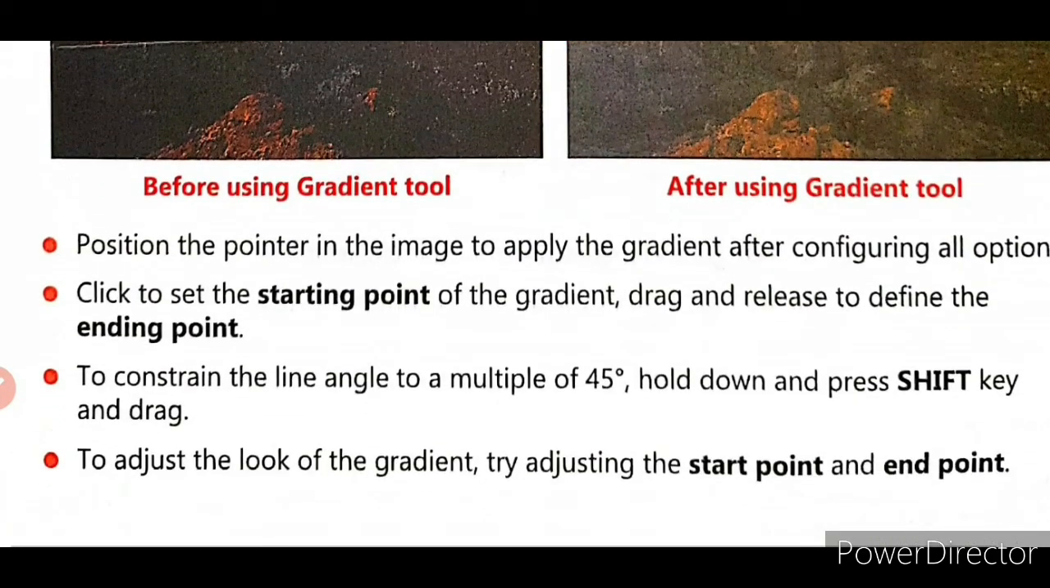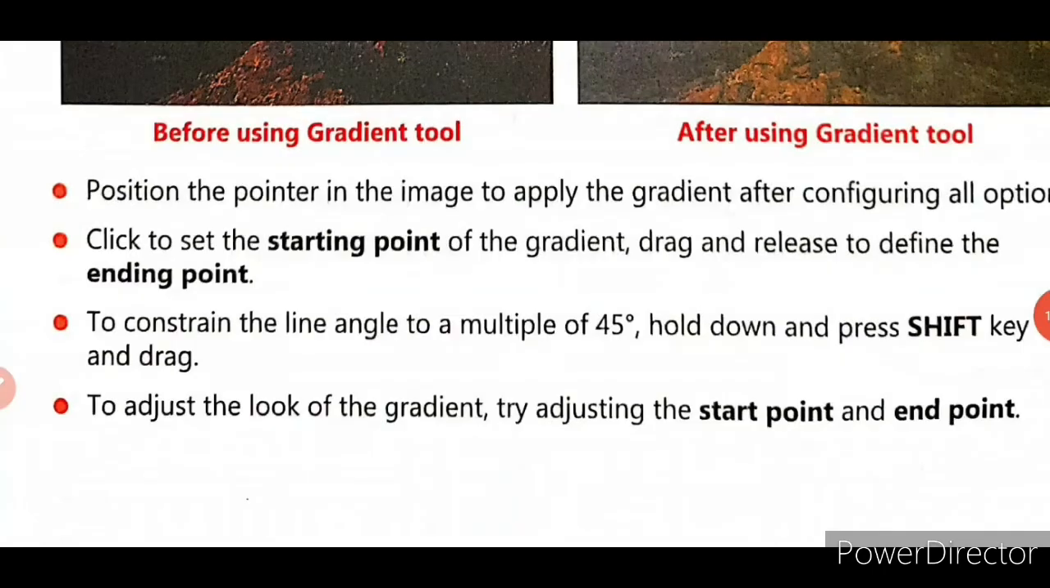Okay, so let's see the steps. Position the pointer in the image to apply the gradient. After configuring all options, click to set the starting point of the gradient. Drag and release to define the ending point. To constrain the line angle to a multiple of 45 degrees, hold down the Shift key and drag.